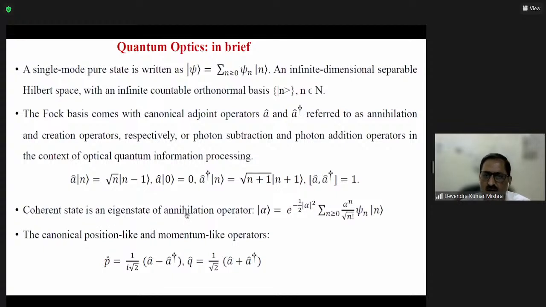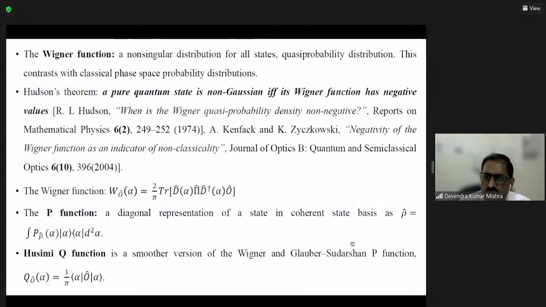A coherent state is an eigenstate of the annihilation operator, and it can be written in terms of Fock states by this equation. We can also define canonical position-like and momentum-like operators, Q and P. We are well aware of the Wigner function, which is a non-singular distribution for all states. That is an example of a quasi-probability distribution function. This contrasts with the classical phase space probability distribution. Hudson's theorem says that a pure quantum state is non-Gaussian if and only if its Wigner function has negative values.